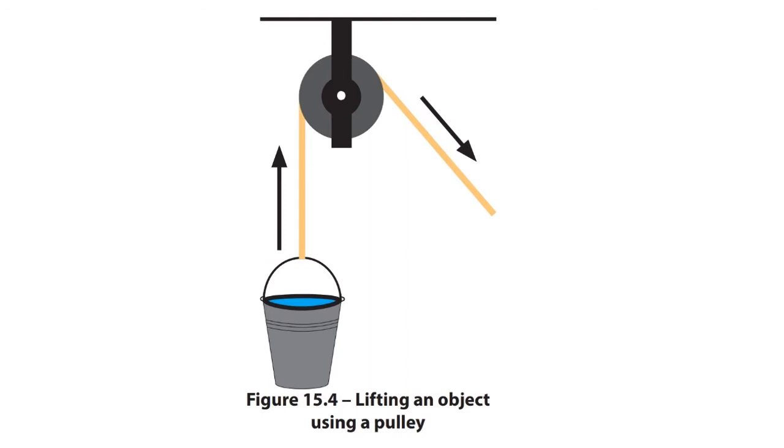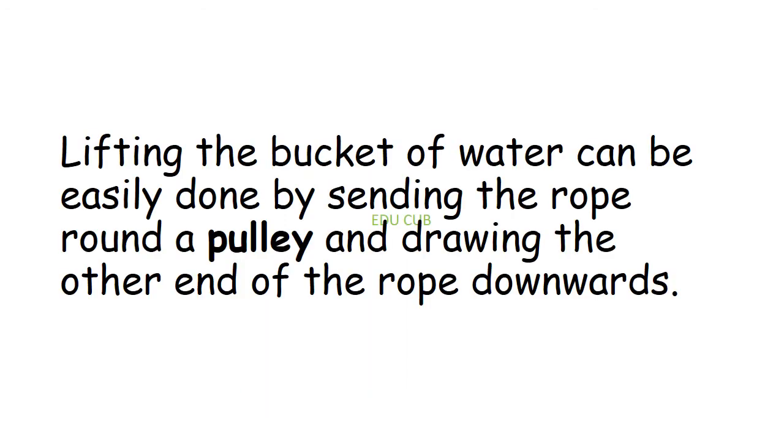Let us consider an easy way to do this job. Lifting the bucket of water can be easily done by sending the rope around a pulley and drawing the other end of the rope downwards. Drawing something down is easier than drawing it up. A pulley is used to change the direction of force as we want. So we call that a pulley.